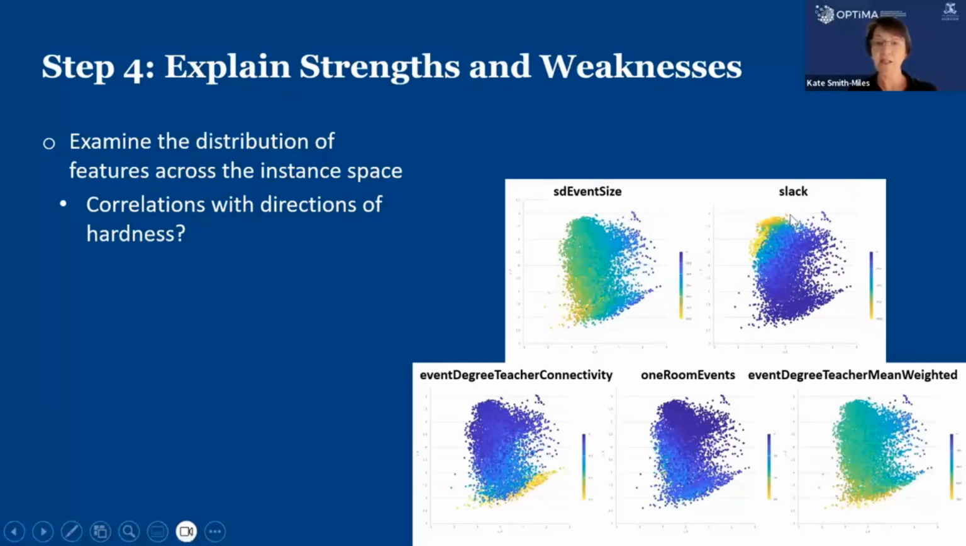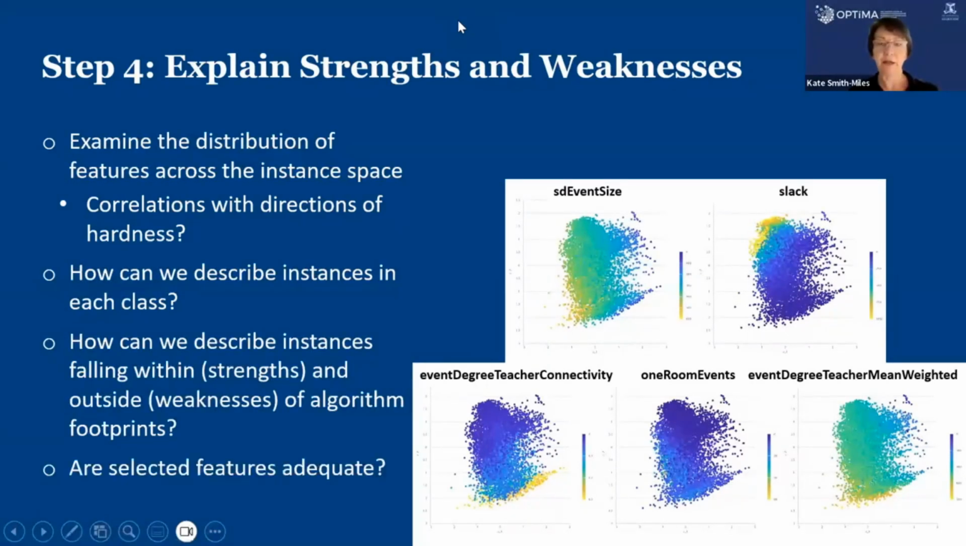So I don't want to spend too much time on this because probably no one's particularly interested in timetabling. It's just an illustrative example to see how you can inspect the distribution of features across the space to get insights into certain regions that you've found interesting because you can see certain algorithm strengths or weaknesses there.